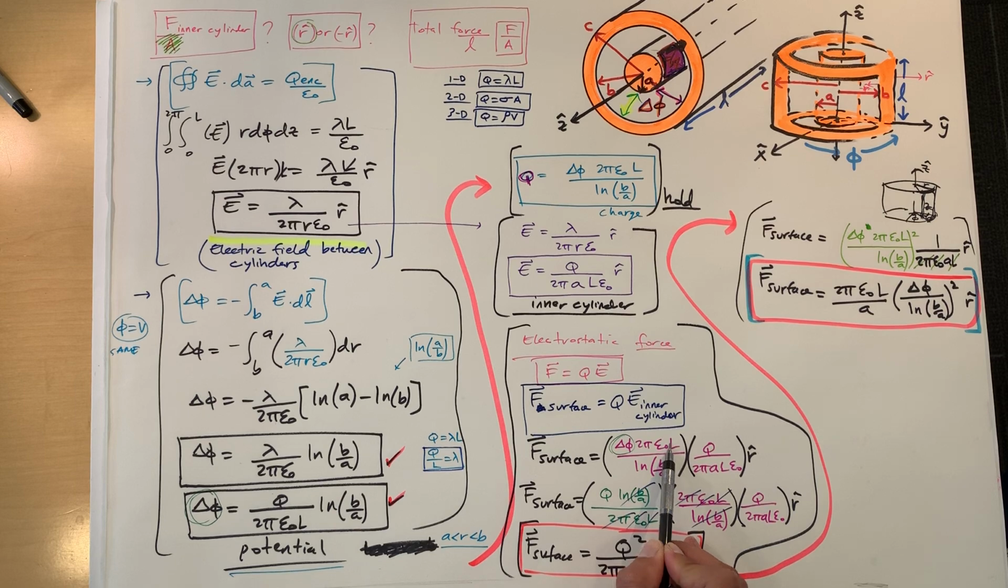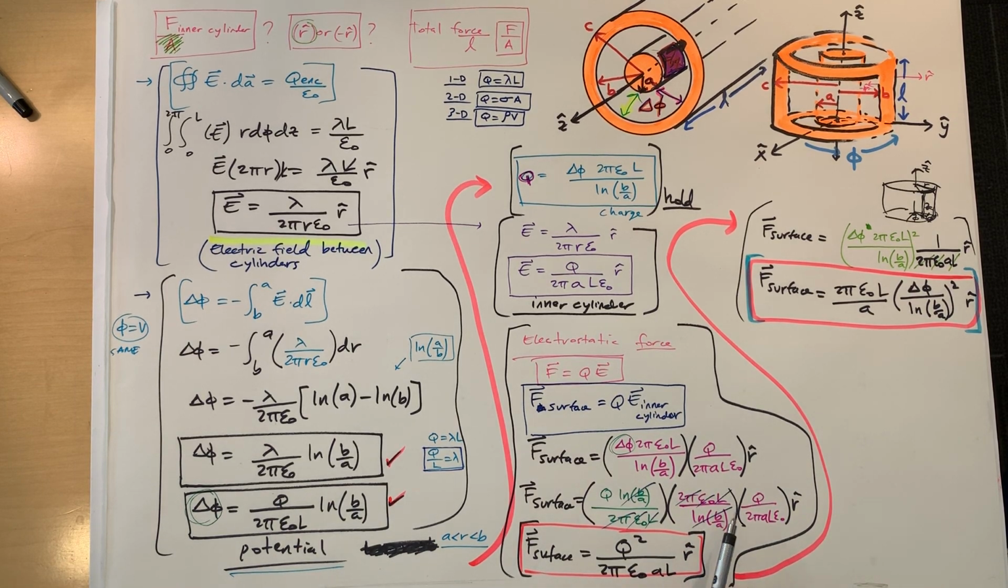The L's cancel out, and we're going to rewrite the potential in terms of Q. So we're doing a little bit of back and forth because of how the problem wants us to represent the answer. We're going to change this, in the green part. We have potential is equal to Q ln of B over A over 2 pi epsilon naught L. Then we keep this, which is right here. And then we still have the electric field of the inner cylinder on this side.